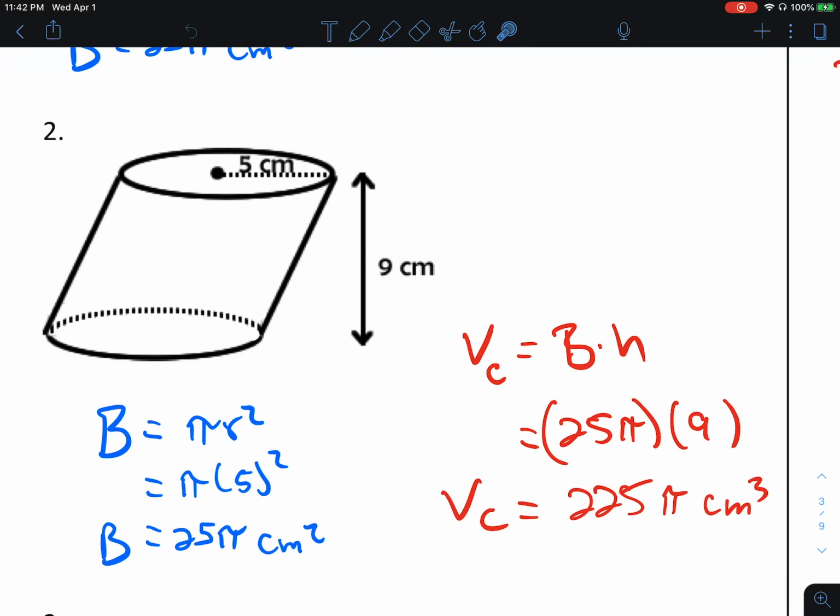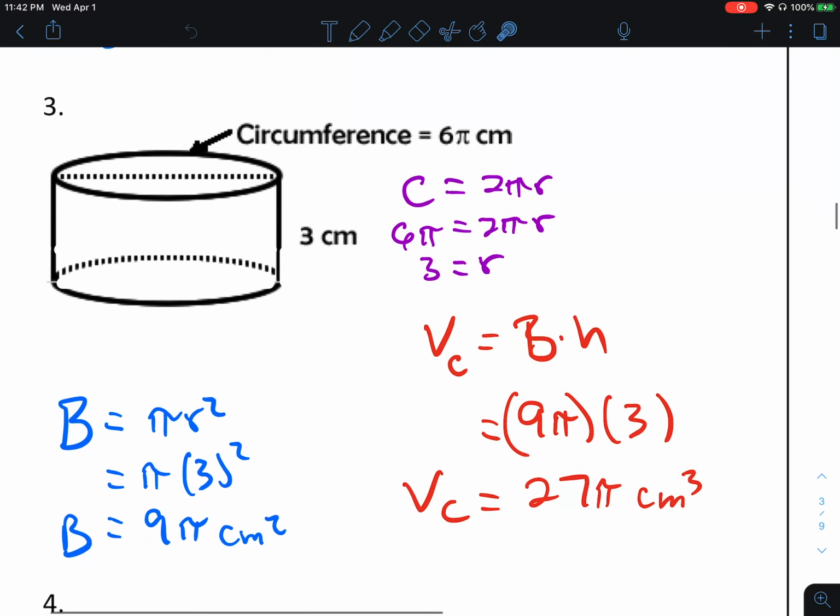Now this next one is also a cylinder. It's just oblique. It's not a right cylinder. So it's still the area of the base times the height. The height is the distance between the two circles, and that would be 9 in this case. It's the same circle for the bases as above, but has a different height of 9. So it's 25 pi times 9, which is 225 pi.